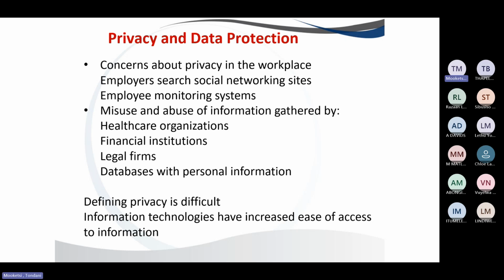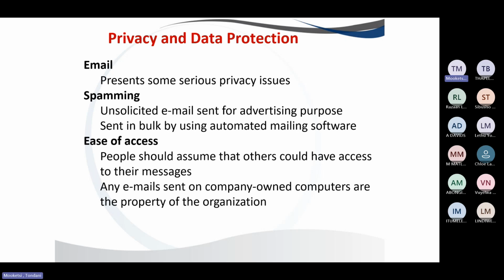So defining privacy is difficult, and information technologies have increased the ease of access to information. That is the good thing, but there is also the bad side of information technology. So that is why we need to protect ourselves. Then still on privacy and data protection, email presents some serious privacy issues. I've spoken about spam emails, which is unsolicited email sent for advertising purposes. Usually it is just sent in bulk by using automated mailing software.